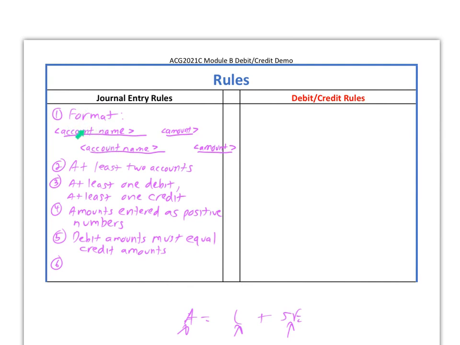One of the accounts will go here. One of the accounts will go here. Most transactions only had two accounts. Some had more. But for the ones that have two accounts, you're going to have one here and one there, and then you have the amount there and the amount there. So it's pretty simple the way you set these up. And then let's just go through a couple of the other rules here.